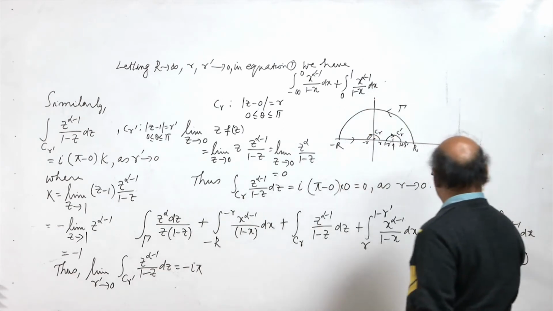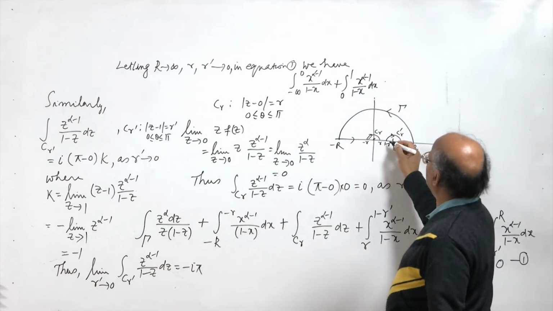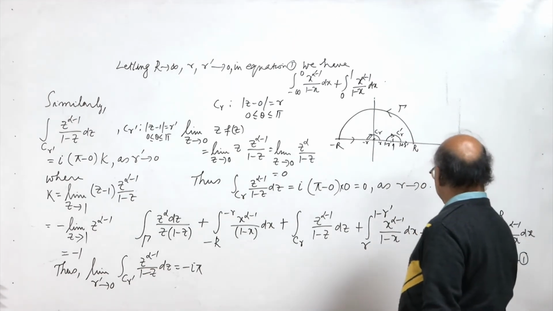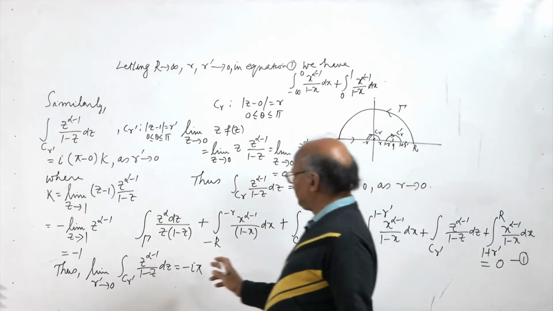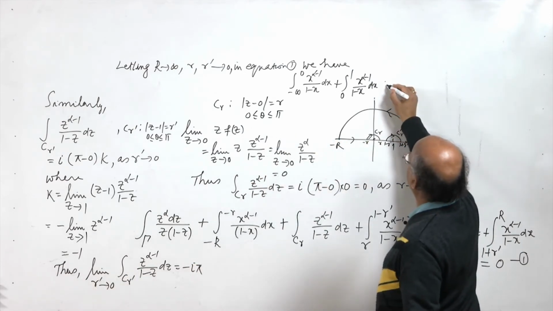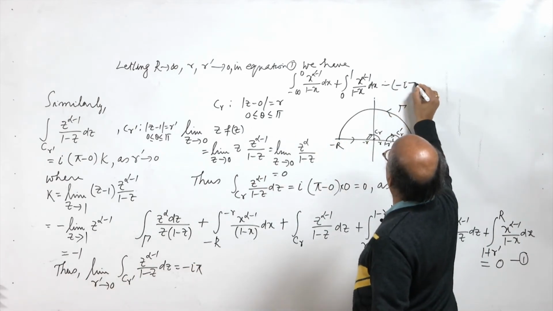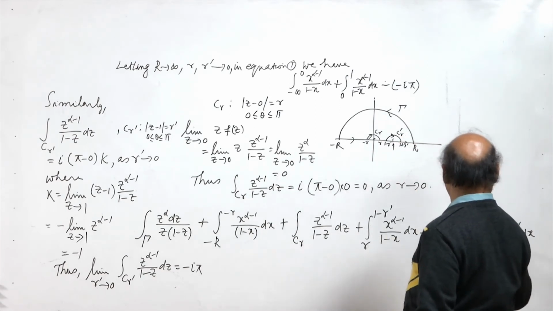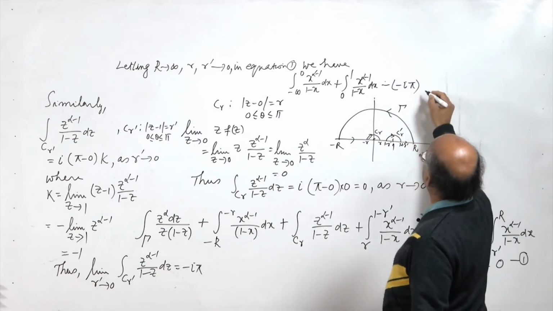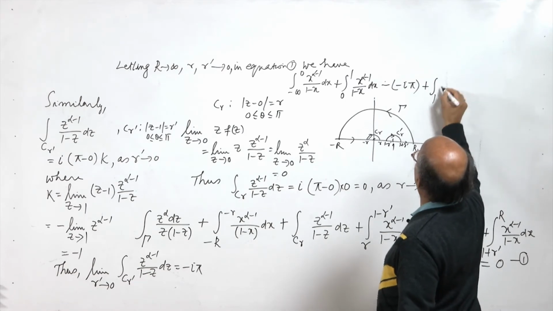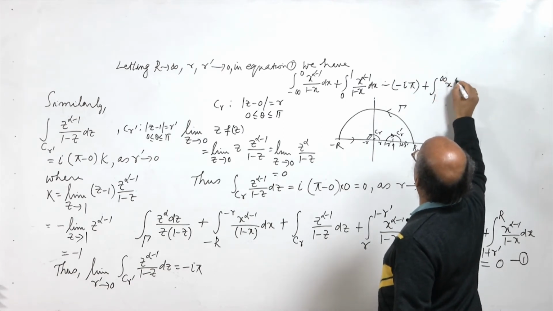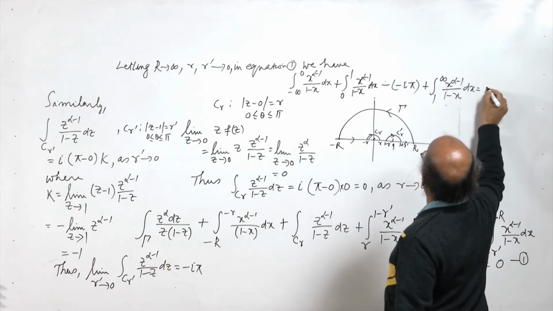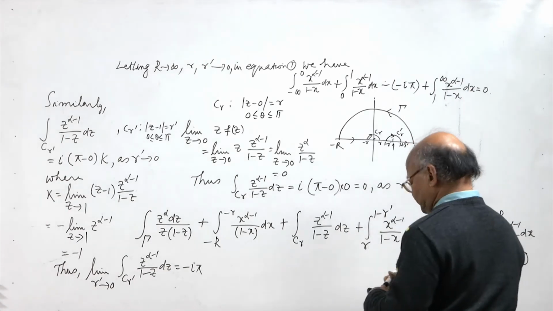Then here, when we are moving around CR dash, we are moving in the clockwise direction. So, with the value of this integral, we put a minus sign. So, minus of minus I pi, and then we have integral over 1 to infinity. So, this is what we have.